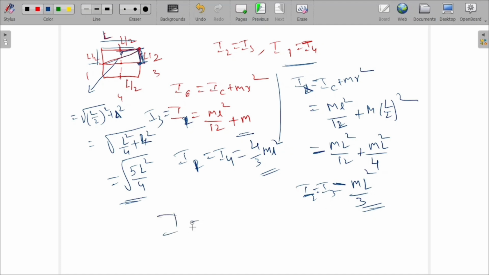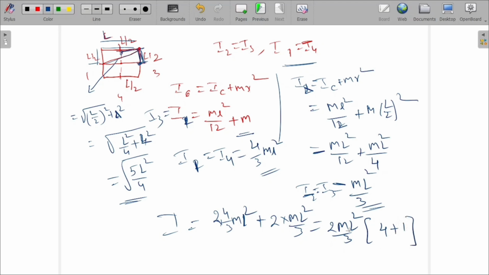What is the total moment of inertia? 2 into 4 by 3 ml square plus ml square by 3, ml square by 3, how many? 2 are there, so 2 into ml square by 3. So if you take 2 ml square by 3 common, then it is 4 plus 1. Okay, then it is 5. So 5 twos are 10. So 10 ml square by 3. So this is the moment of inertia from the corner.